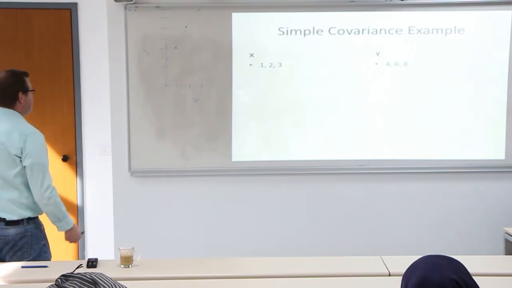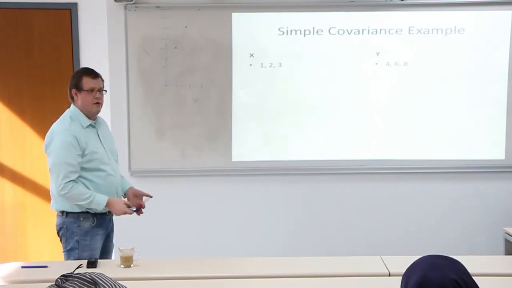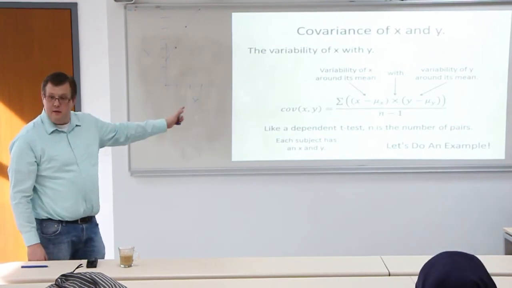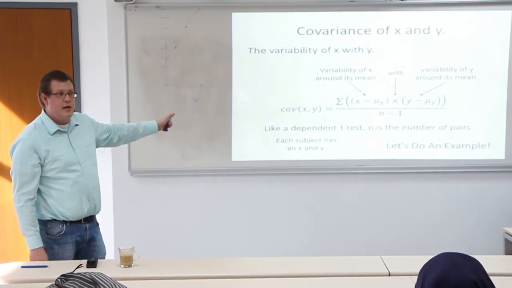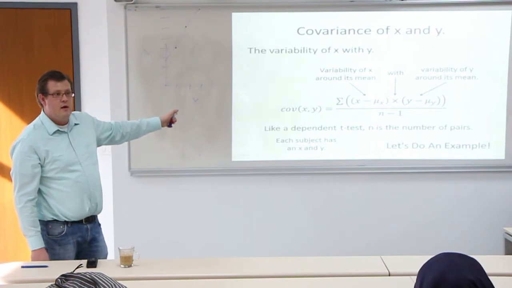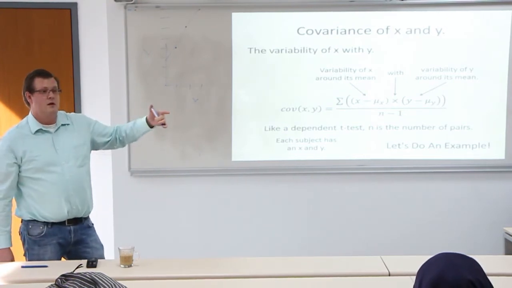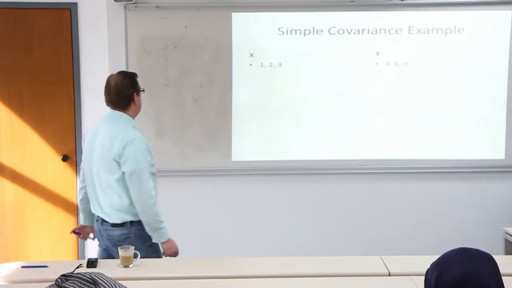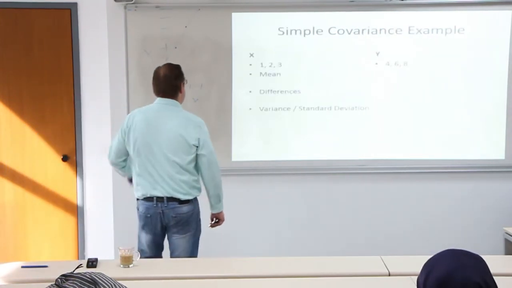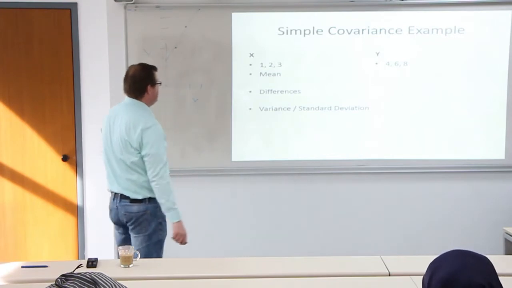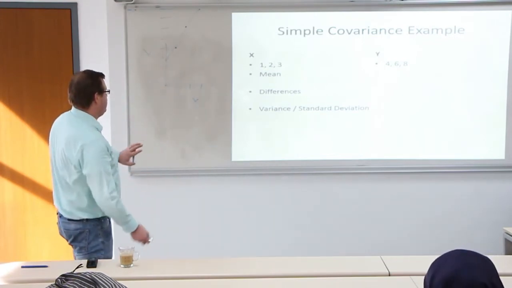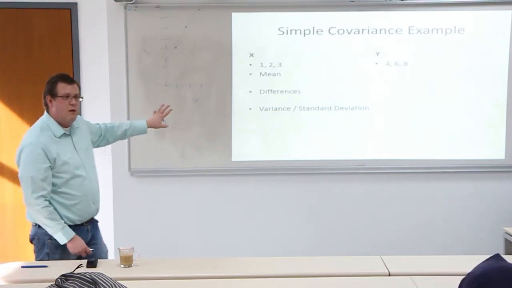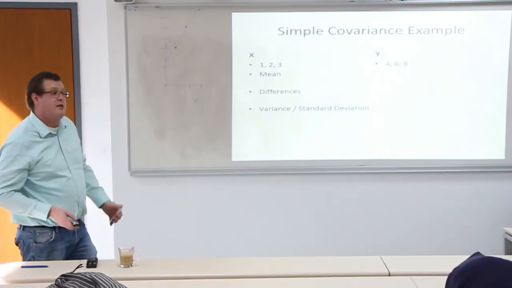Okay, so what do we need to get the covariance? What's the formula? We need to find the means. Then we need the sample size, and we also need differences. We can talk about the mean and the differences, and we can also talk about the standard deviations. We don't need this for the covariance, but we'll use it in the future. So let's just calculate those right now.